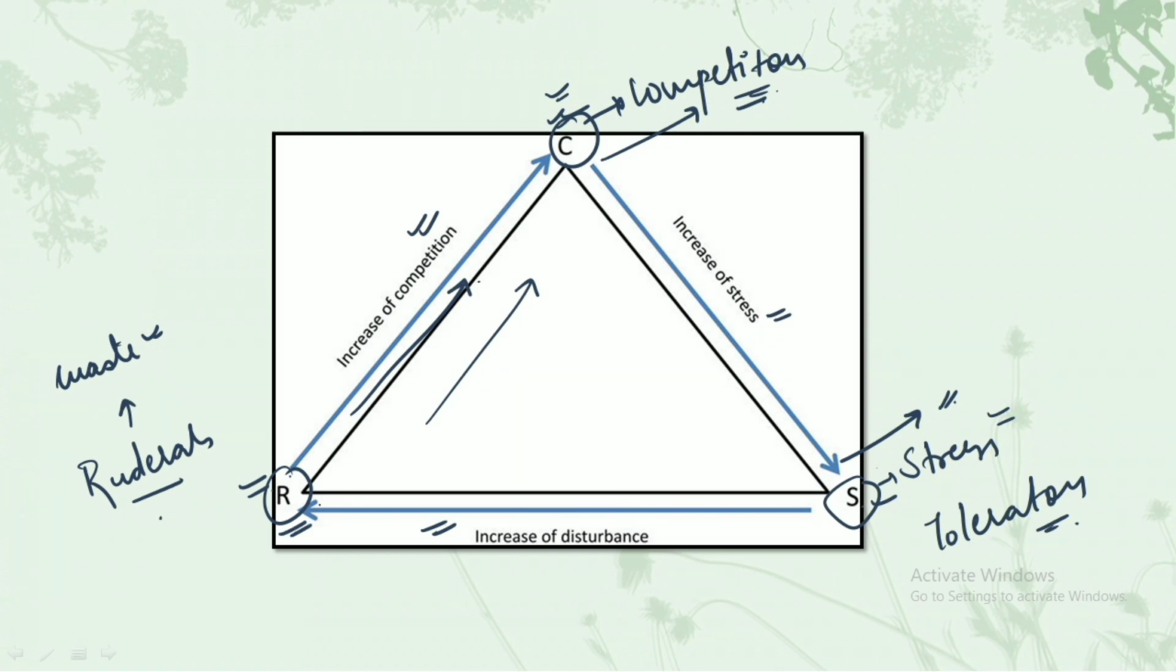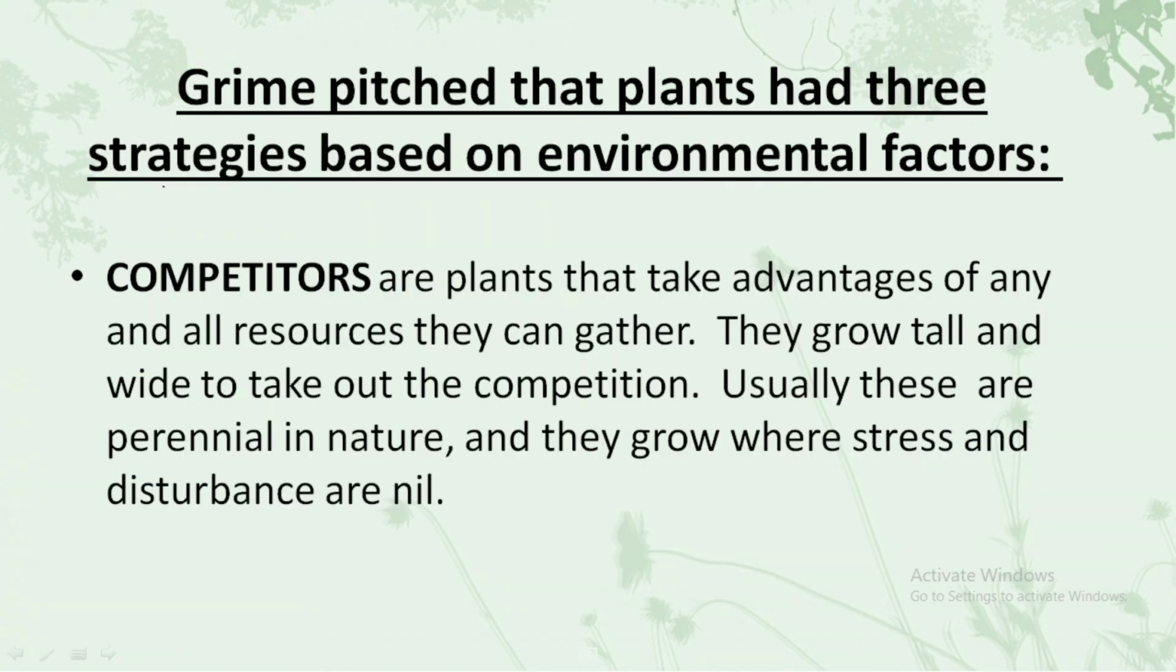So you have to remember about the three different factors. On one side we have the competition getting increased, on the second side we have the stress, and on the third side we have the disturbance, and the disturbance is according to the ecological factors. So now let's understand more about the Grime's triangle.